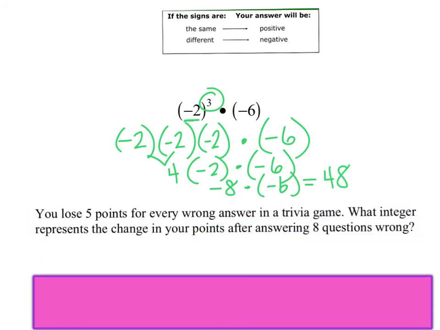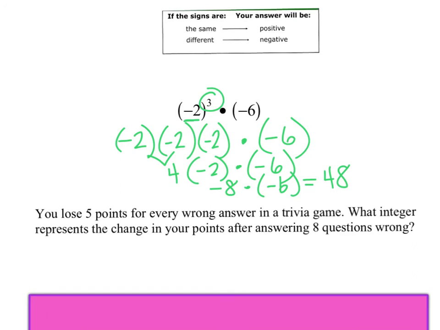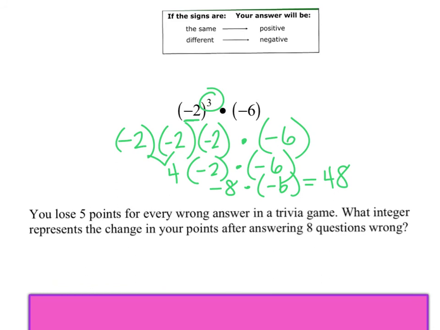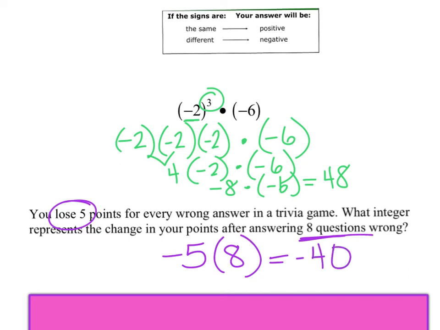One example of a word problem you may see: you lose 5 points for every wrong answer in a trivia game. What integer represents the change in your points after answering 8 questions wrong? So I have to first write lose 5 points as an integer. So to lose 5 points would be -5 points. If I'm going to have 8 questions, then I'm going to multiply by 8. So -5 times 8. I'm just going to use parentheses to represent that multiplication. I have different signs. So -5 times 8 equals -40. That's how many points I have lost after answering 8 questions incorrect.